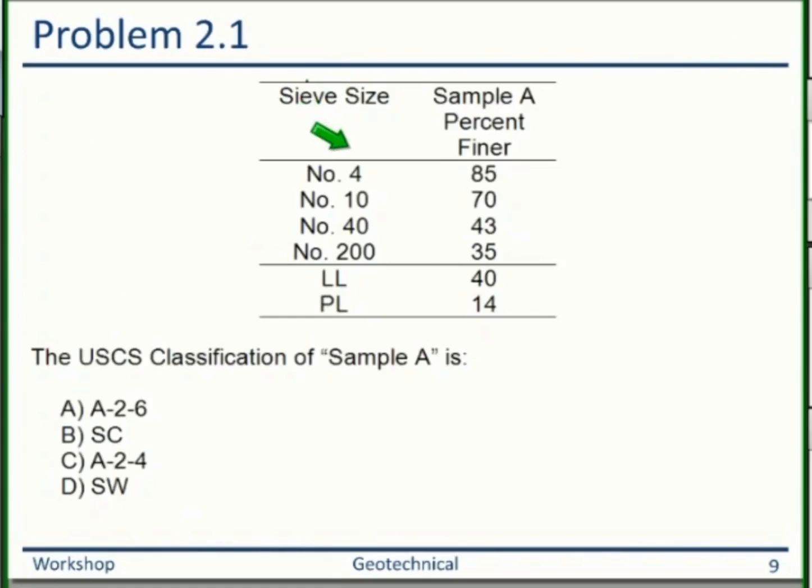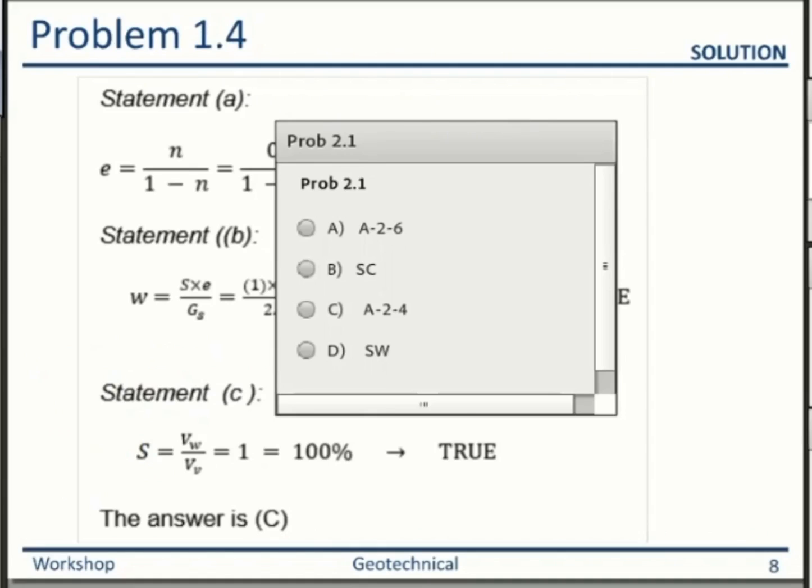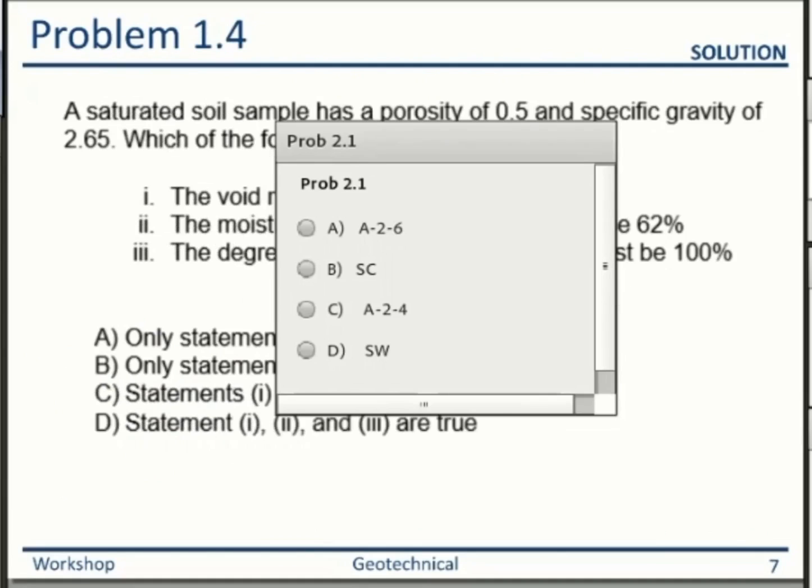Problem 2.1. Sieve sizes are given here. Liquid limit, plastic limit, and water limits are given here. Sample A percentage fines is given here. You need to classify soil sample A using USCS classification. Okay, so let me see your answer. Khalif, if you want to take the snapshots, please take it.